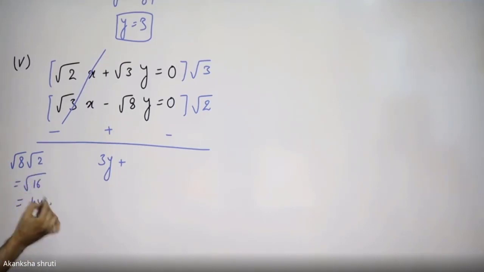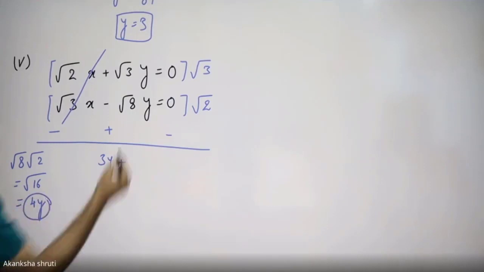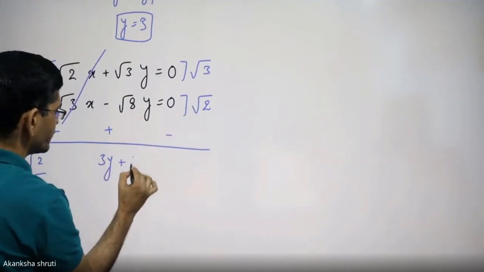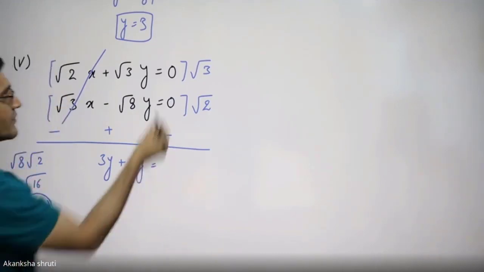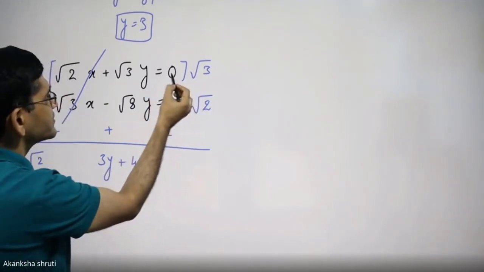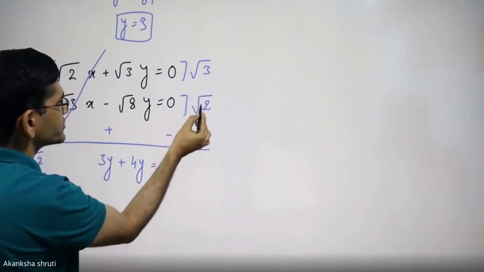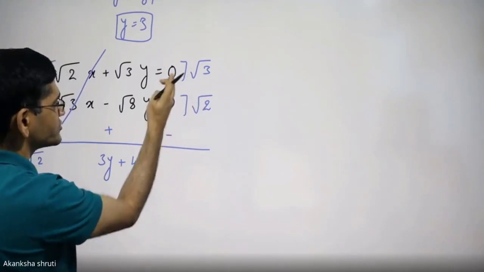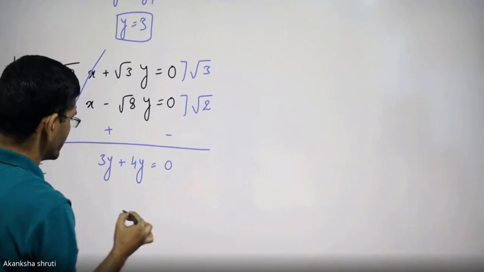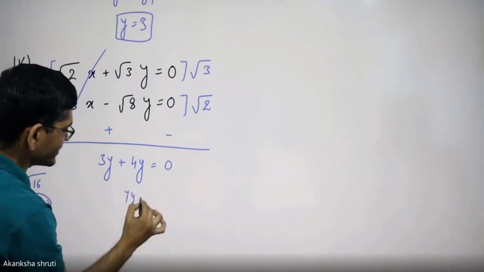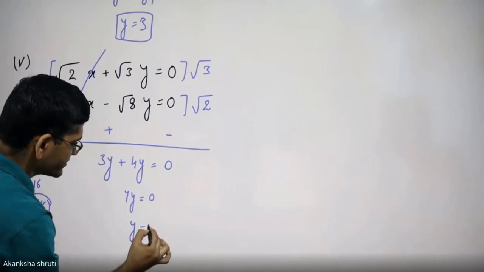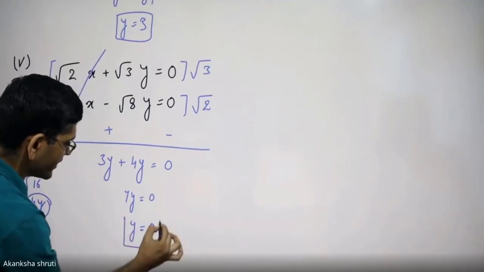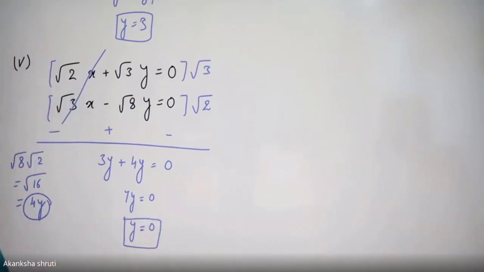Okay, now I can take this one. So this 4y is equal to, on our right hand side, 0 multiplied by anything is 0, 0 minus 0 is ultimately 0. So it is 7y equals 0. y is 0 by 7, which is 0. ये देखिए एक वैल्यू मिल गया, 0.